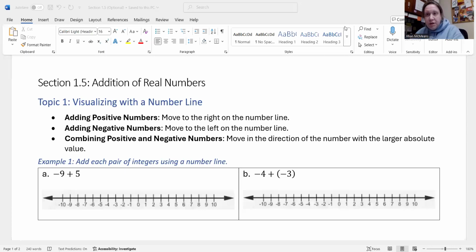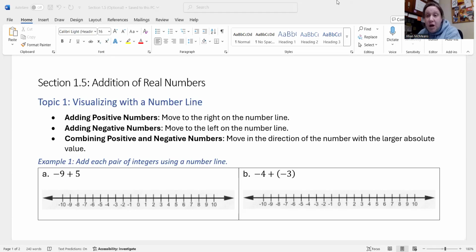So section 1.5 is on addition of real numbers. We're going to look at adding integers, throwing in some variables, then adding fractions and decimals, and then we'll do some applications. For the first video, I'm going to combine topics 1 and 2 because topic 1 is super, super short.